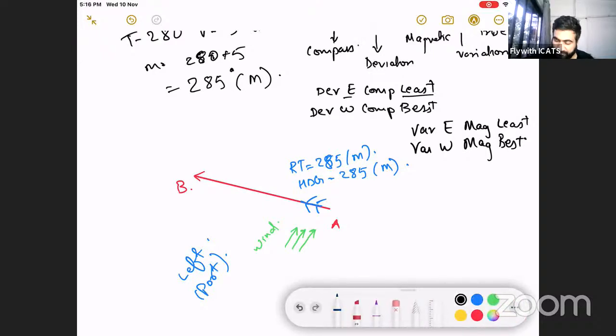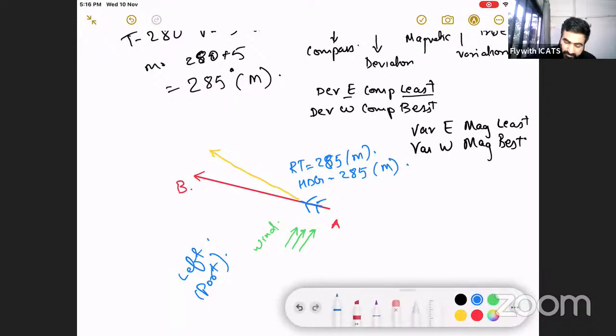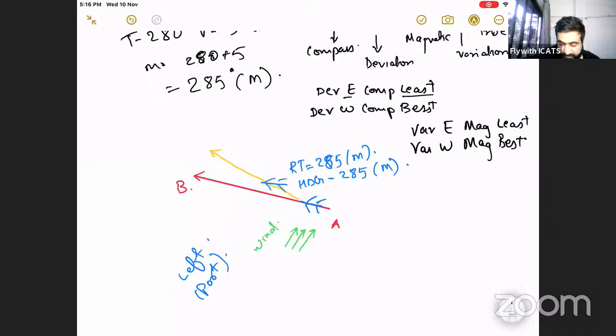The pilot will tend to maintain a heading of 285, but the pilot's required track will not be maintained, and the pilot will be making a deviated track like this, without realizing that his heading is the same, but because of the port wind, the aircraft has been pushed to the right side. So whenever your wind is coming from the left side, your aircraft will be pushed to the opposite side, that is the right side. If this happens, then this yellow line that you see is called TMG.